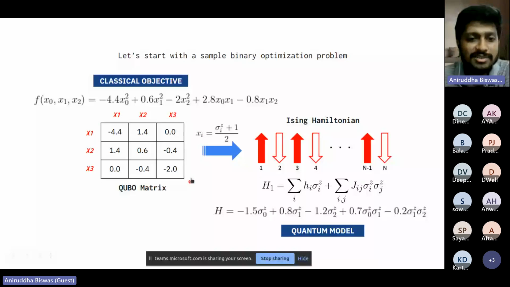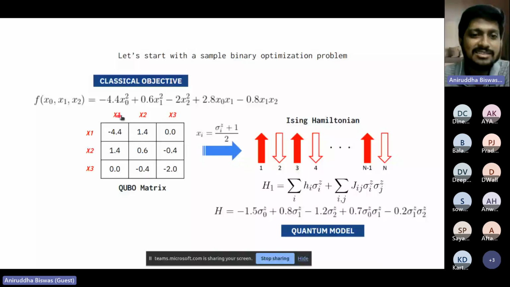Basically, we call it a QUBO matrix. This is the quadratic unconstrained binary optimization problem we talk about. I have mistakenly named them x1, x2, and x3. They should be x0, x1, and x2. So you can think that this is x0, this is x1, and this is x2.